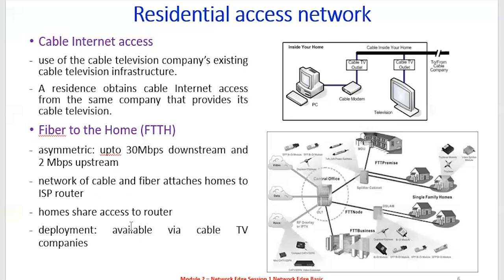So the home share access to router. Once you have an individual fiber connected to your home, by introducing a Wi-Fi wireless router, you can share it within your home premises. A father is using the internet, the son is using the internet, the mother is using it. So all the members available in the home can access the internet via this router that is already commissioned inside the house, to which a direct fiber is connected.